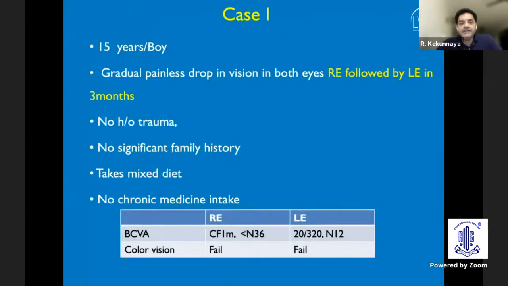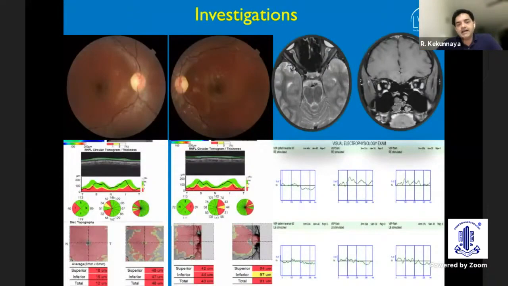I will share these cases. Gradual painless drop in vision, right followed by left. This is very important. He is on a mixed diet, no significant family history, poor vision in both eyes. These are his optic discs and fundus pictures. There are no retinal changes.